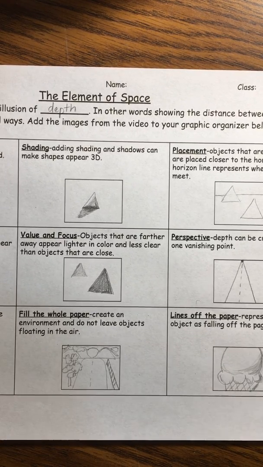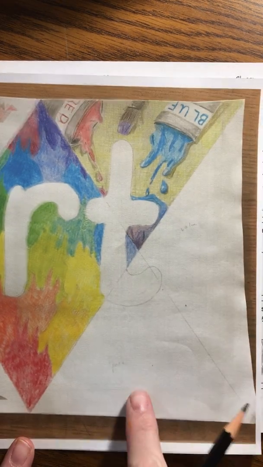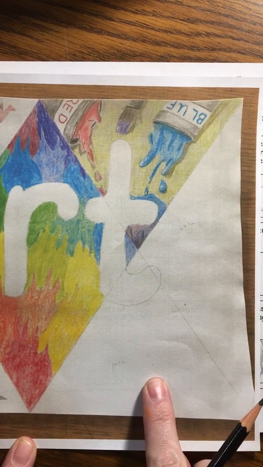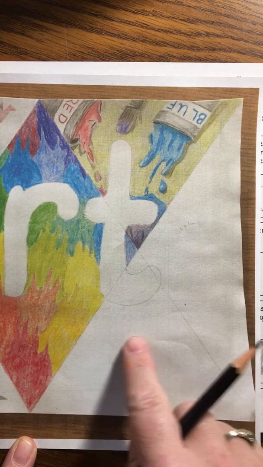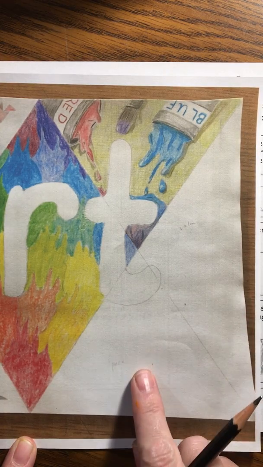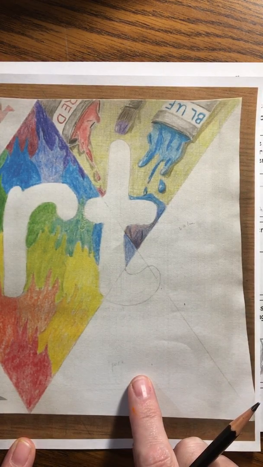And so as far as your project, when you're working on it, this is the space section. So down here underneath your T is where you're going to work on your space section.